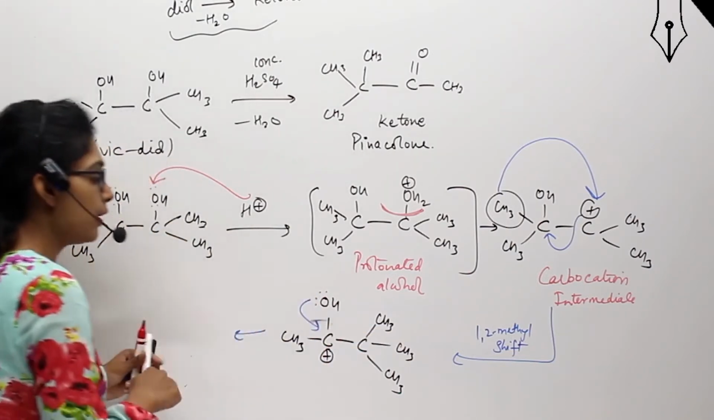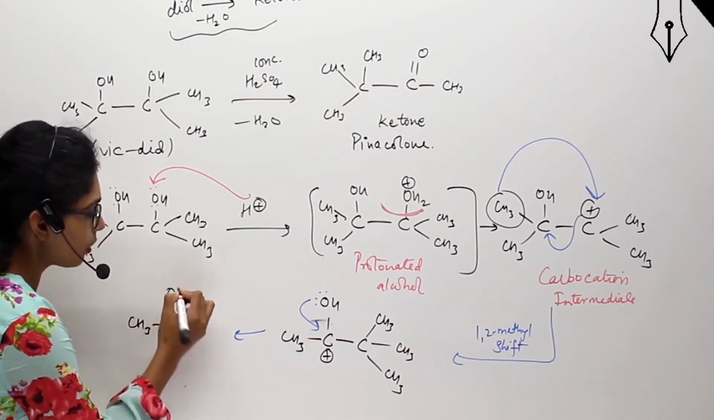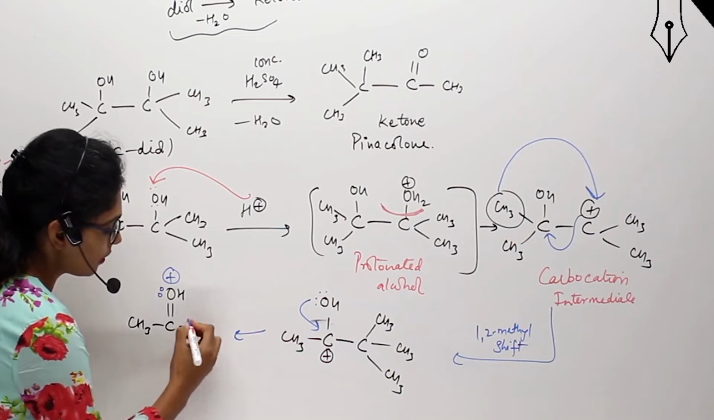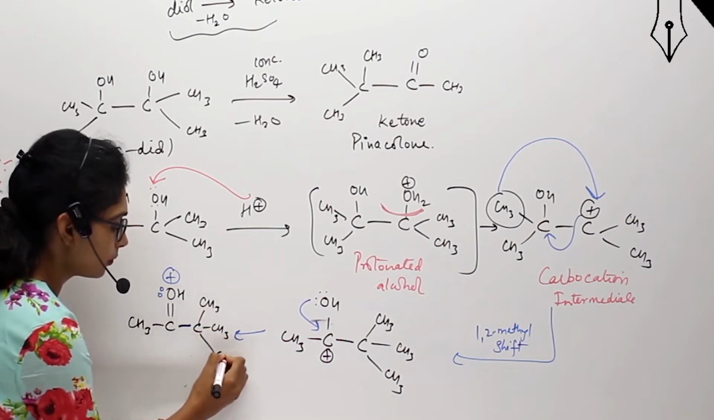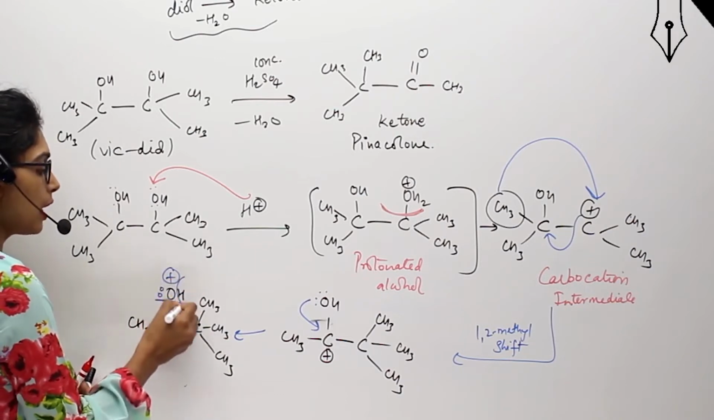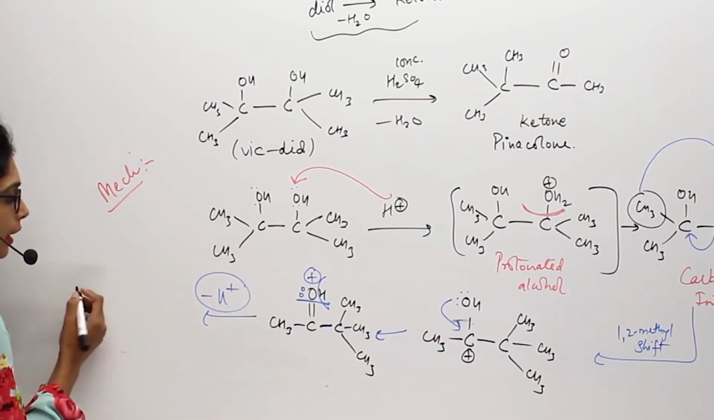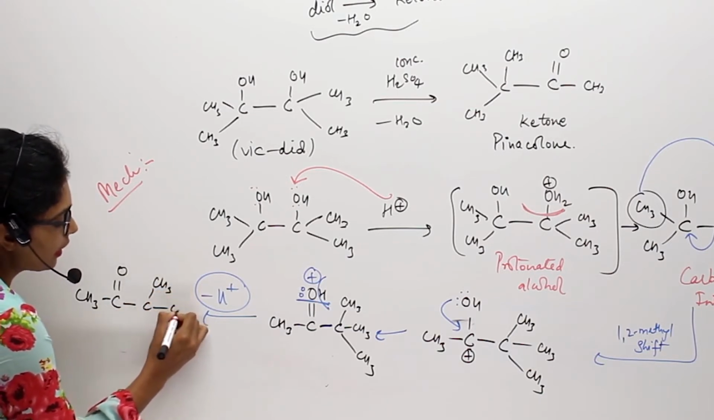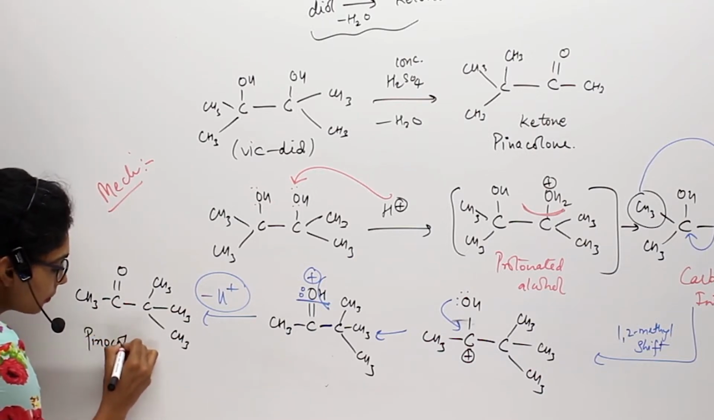Let me write it down over here. So how will it look like? It will be CH3C, double bond oxygen, hydrogen, and one pair of electrons and plus charge. This is how it will look like. Now the bond between oxygen and hydrogen will break. Hydrogen will get released. So removal of H plus will take place, and this will become CH3C double bond O, C, CH3, CH3, CH3, and hence the formation of Pinacolone takes place.